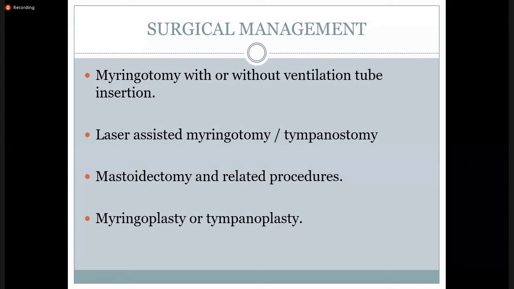Myringotomy can be laser-assisted, an advancement in technology. Tympanostomy may be required, not up to your level. Mastoidectomy may sometimes be required when the medical treatment is not sufficient, is not responding, and the disease is still going on. Sometimes mastoidectomy is done and the whole diseased mastoid cell system is removed under microscope. Ossiculoplasty is sometimes required if the ossicles are damaged, and we have to replace them.